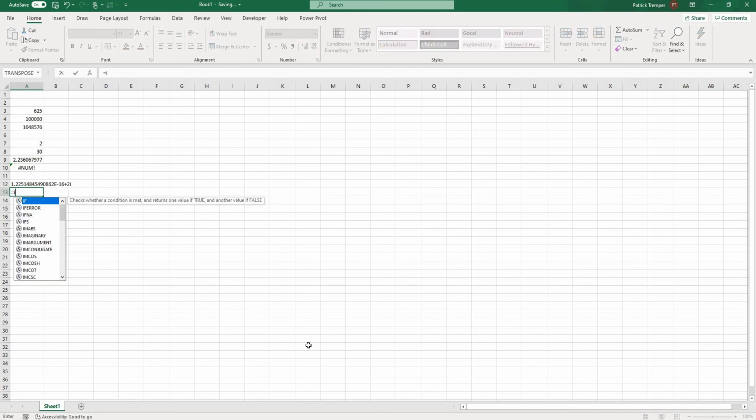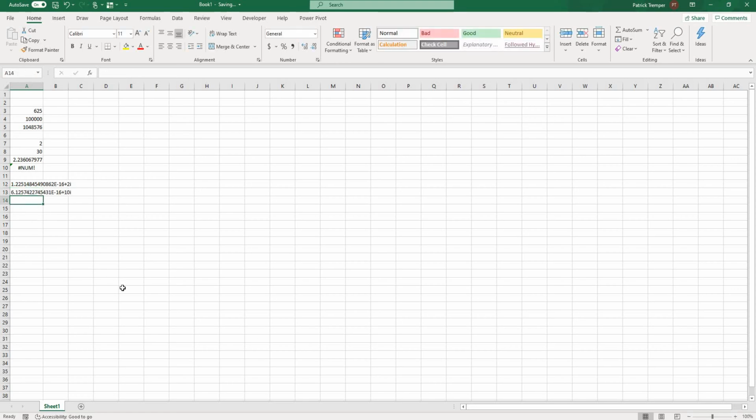Let's look at another example. Imaginary square root of negative 100. It'll be that plus 10i. Again, another computational error inside Excel.